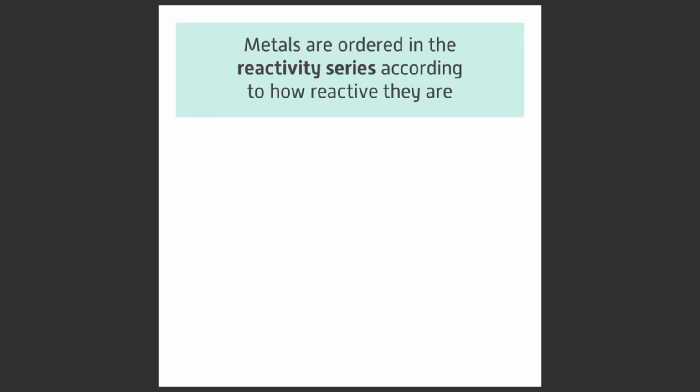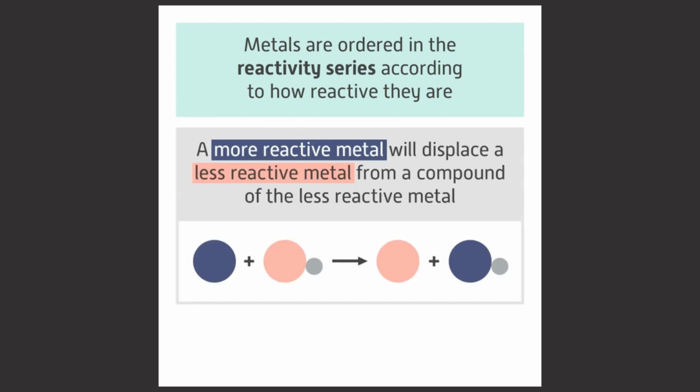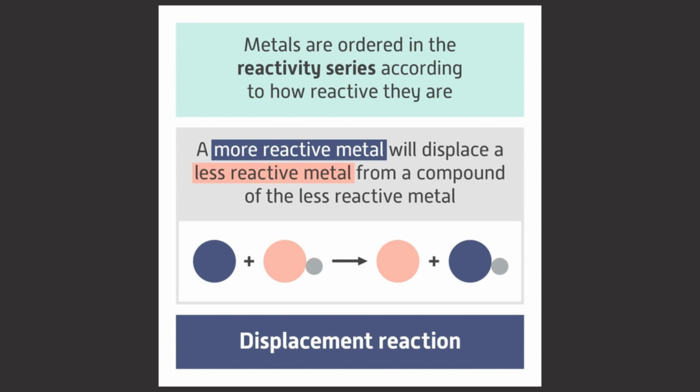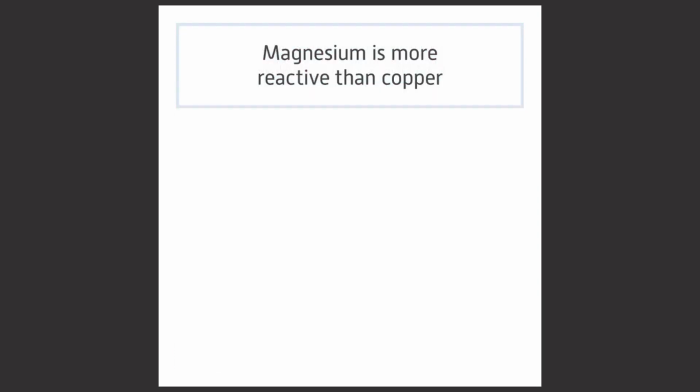Metals are ordered in the reactivity series according to how reactive they are. A more reactive metal will displace a less reactive metal from a compound of the less reactive metal. This is known as a displacement reaction. For example, magnesium is more reactive than copper.